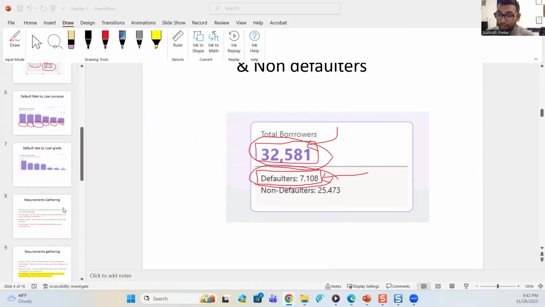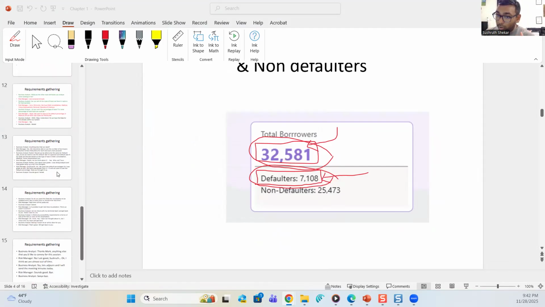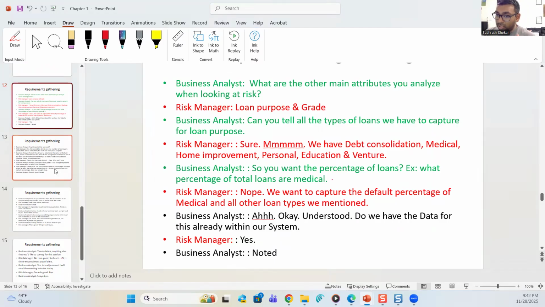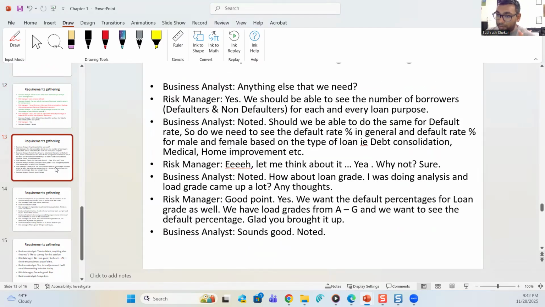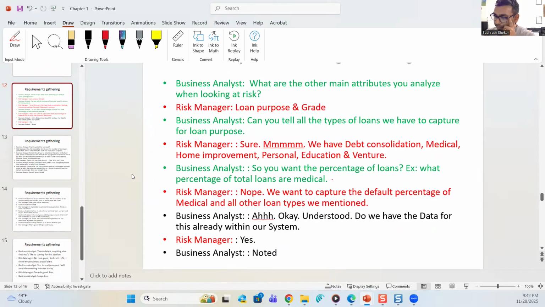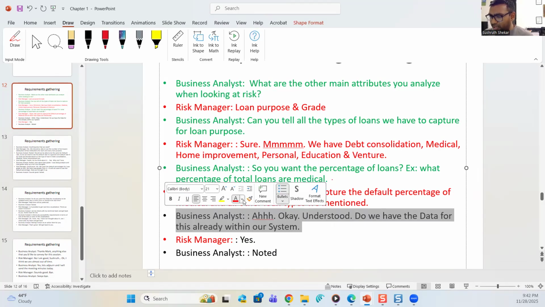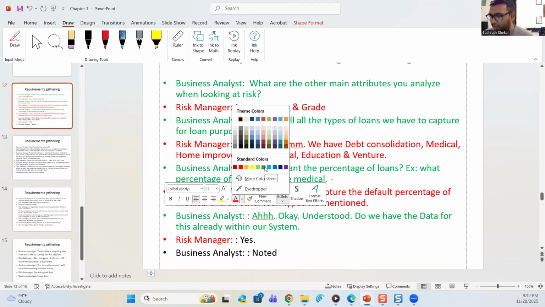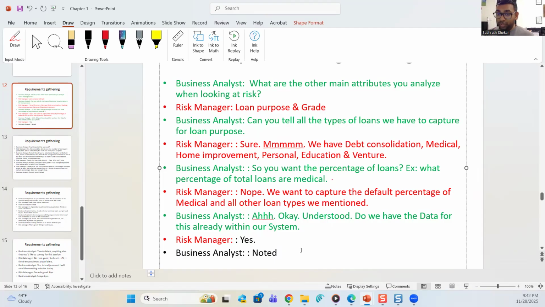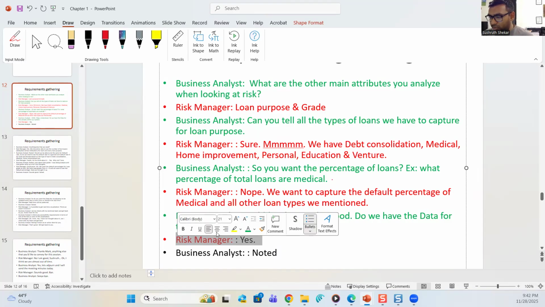So that's what I'm asking as a BA. Okay, what percentage do you want to see? Is it the percentage of total borrowers or percentage of defaulters? He gives me the answer, and the business analyst says, okay, understood. Then I'm asking, do we have the data for this already within our system? Do you have the data, or do you want me to bring the data from somewhere else? And the risk manager says yes. It's good that we have the data.